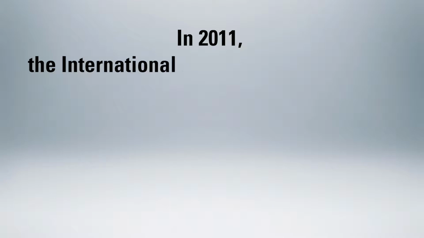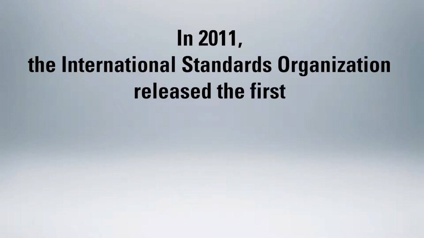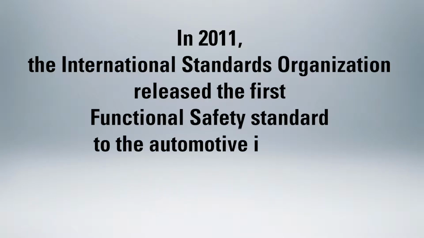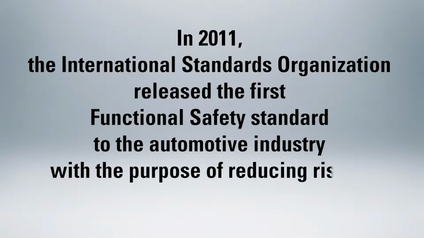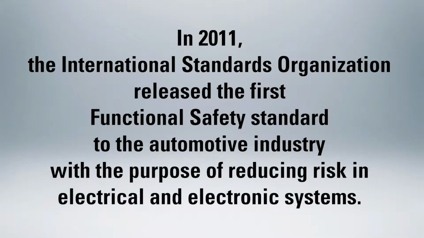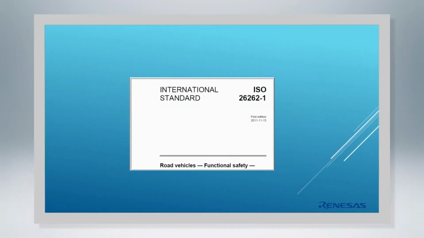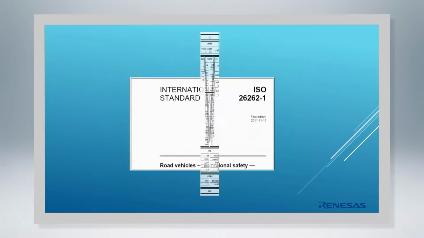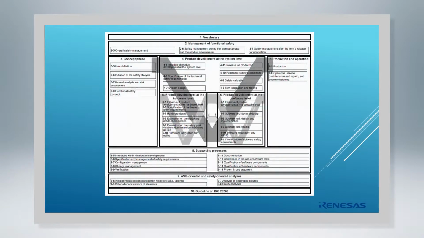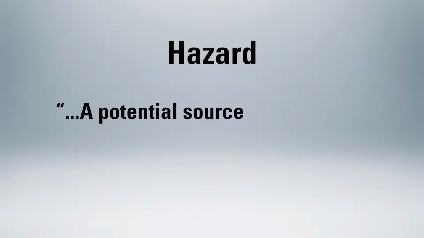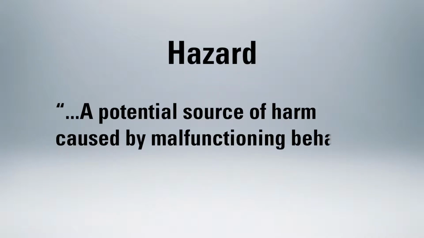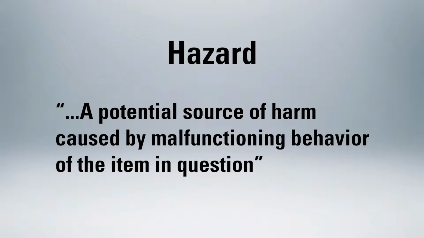In 2011, the International Standards Organization released the first functional safety standard to the automotive industry with the purpose of reducing risk in electrical and electronic systems. ISO 26262 was adapted from an existing safety standard, IEC 61508, to address the specific needs of these systems within road vehicles. The term hazard is defined in this standard as a potential source of harm caused by malfunctioning behavior of the item in question.